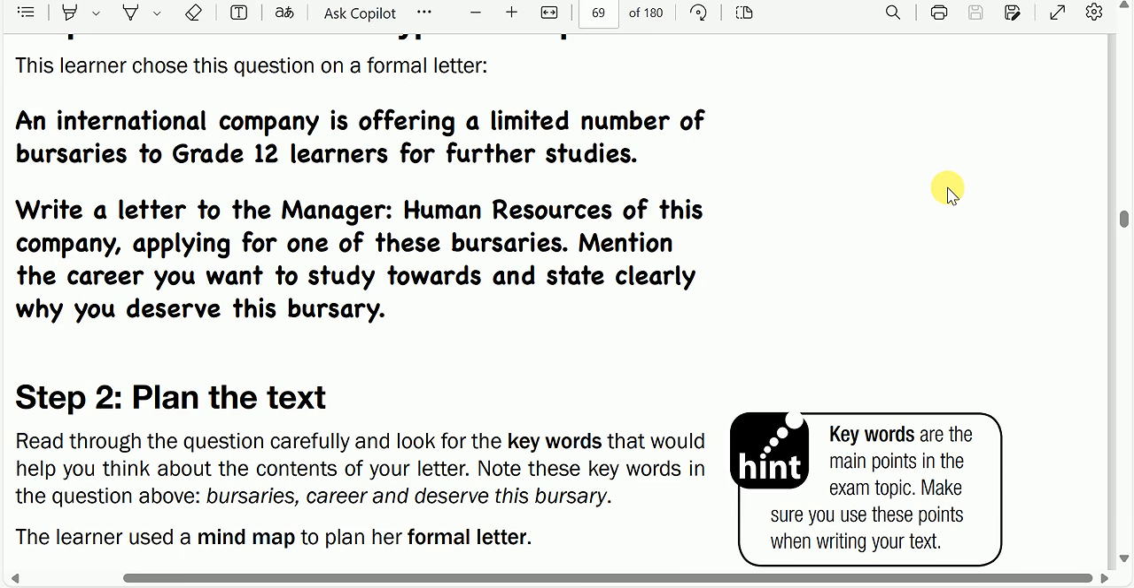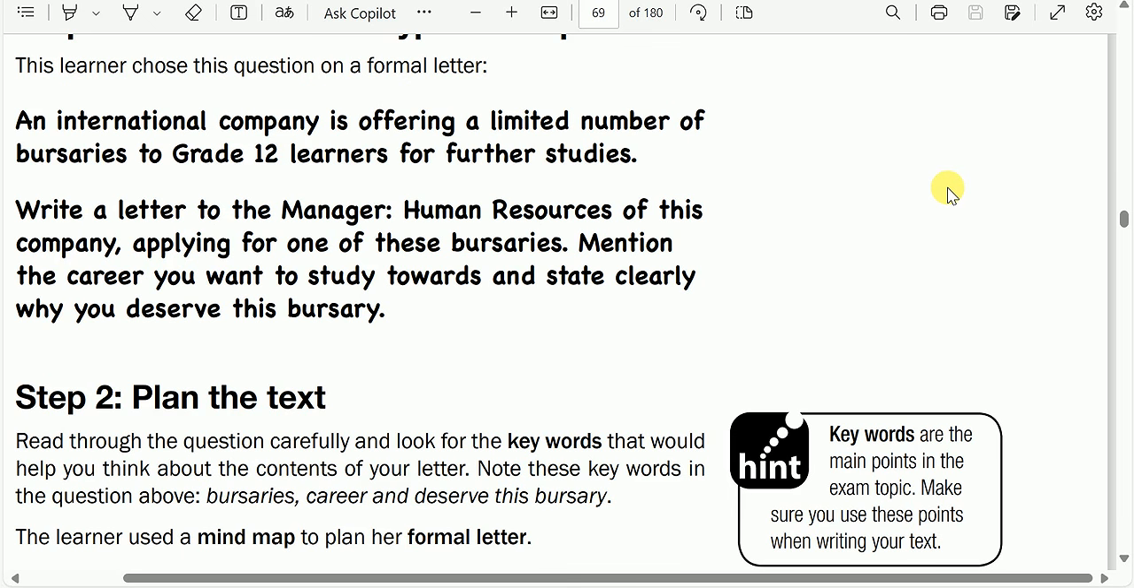Once you have answered that in your mind map, you already have the skeleton for your letter. Then what you need is just ideas to add meat to that skeleton. You are also guided further to mention the career you want to study towards and state clearly why you deserve this bursary. So you need to sell yourself to the HR manager, and that means you need to include your academic strengths, your academic capabilities, as well as your personal traits that substantiate your career achievements.